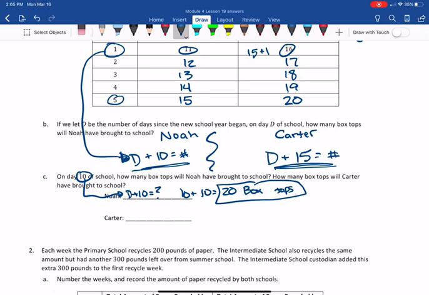Let's see about Carter. So Carter's equation was D plus 15 equals, we're really not sure yet. But I plug in the 10 for D. That's what you guys have to understand. 6th graders have a hard time plugging in a number for a letter. So now instead of D, I know it's 10 days. So 10 days on the 10th day plus the 15 he started out with would be 25 box tops. So that's how you figure out an equation, an expression, to be able to figure out what you're trying to do with a table.